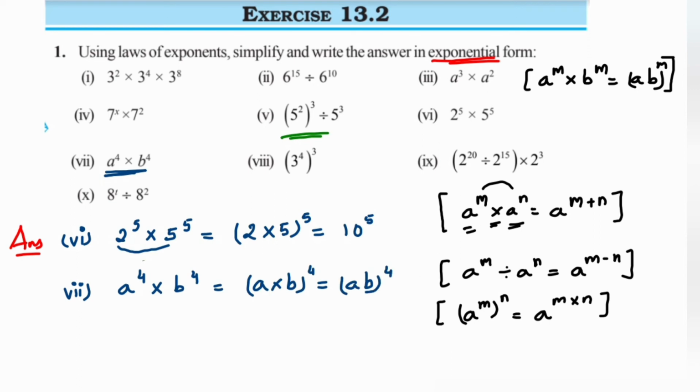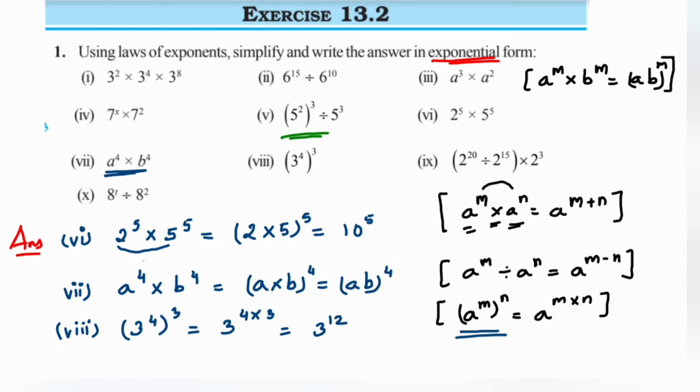Then the next question, it's 8th question. So 8th question is pretty simple. Again we have to just use this law, third law, which we have written here. When we have power on power, powers will get multiplied. So 3 to the power 4 and again to the power 3. So just multiply the powers. So this is 3 to the power 4 into 3. So 4 3s is 12. So write down that. So this is equal to 3 to the power 12.